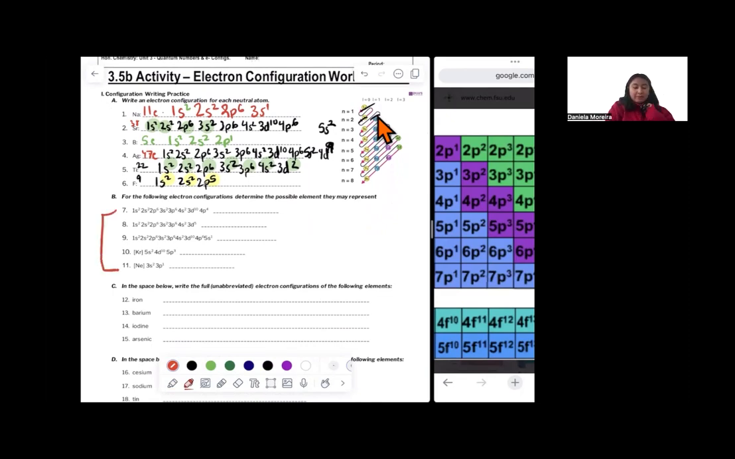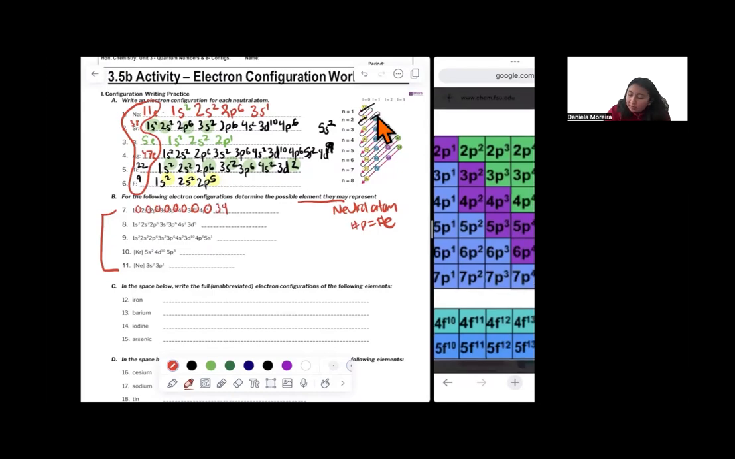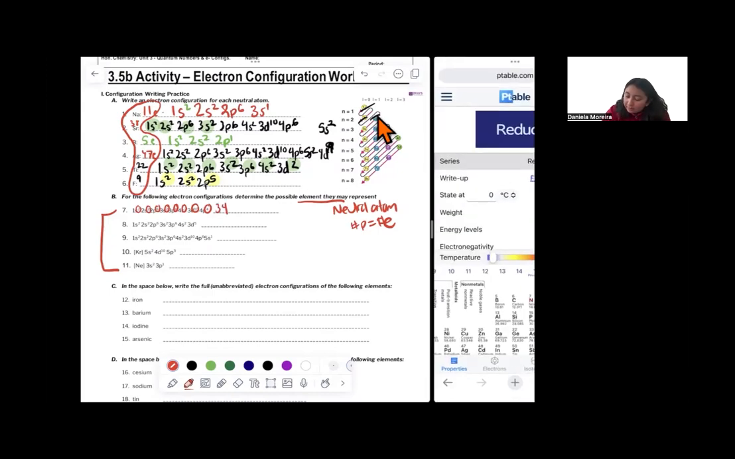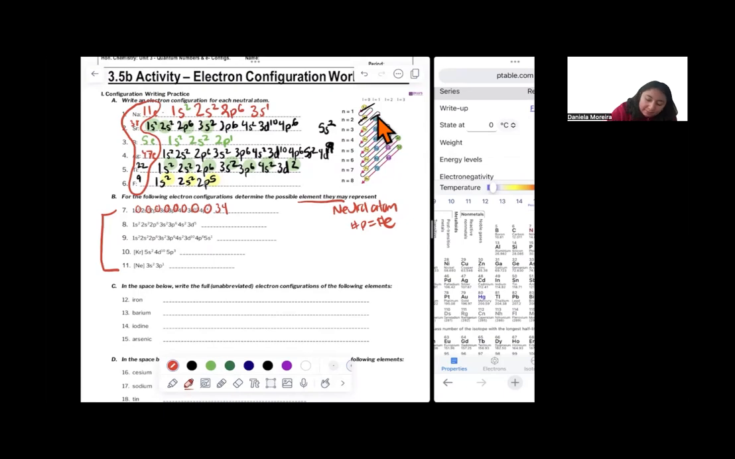For 7 through 11, we are all working backwards. So we are actually trying to identify how many electrons there are. And notice that this must be a neutral atom, which means the number of protons must equal the number of electrons. So counting, 2 plus 2 is 4, 10, 12, 18, 20, 30, 34. 34 electrons is the element selenium.